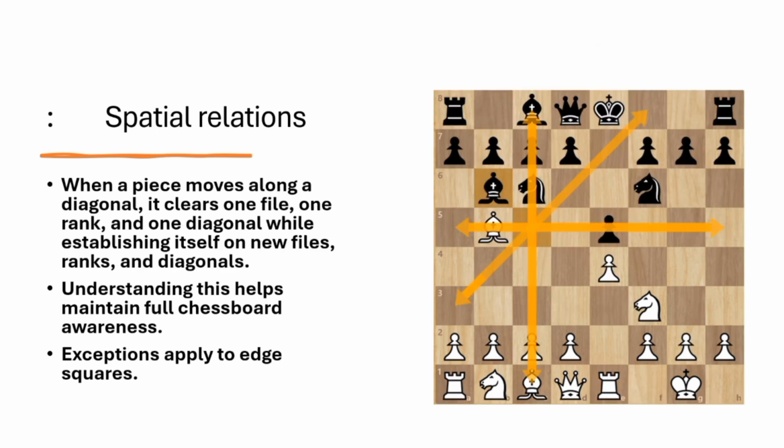And finally, what happens when a piece moves along a diagonal? When a piece moves along the diagonal, it clears one file, one rank, and one diagonal while establishing itself on a new file, rank, and diagonal. In this case, the bishop went from c5 to d6, so it cleared the c file, the fifth rank, and the diagonal from a3 to f8, and it established itself on a new file, rank, and diagonal here. So keep that in mind. It still remains on this diagonal.